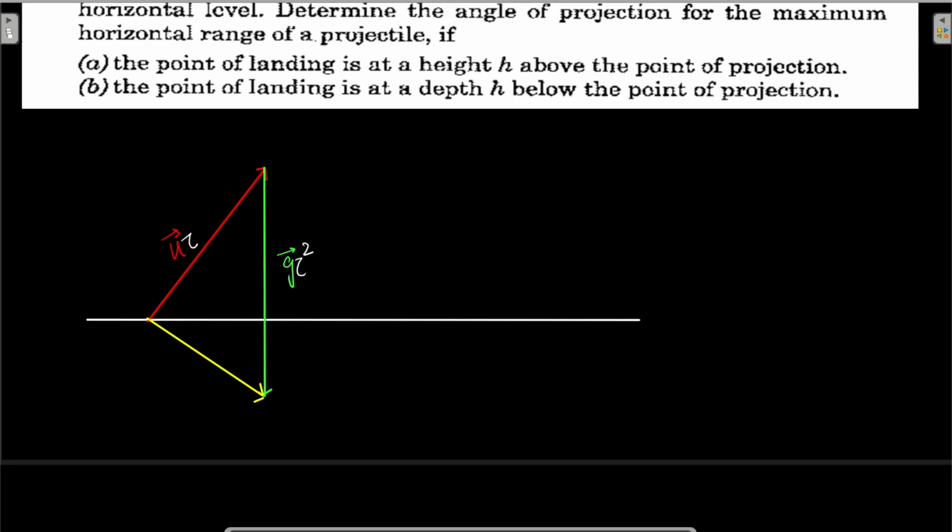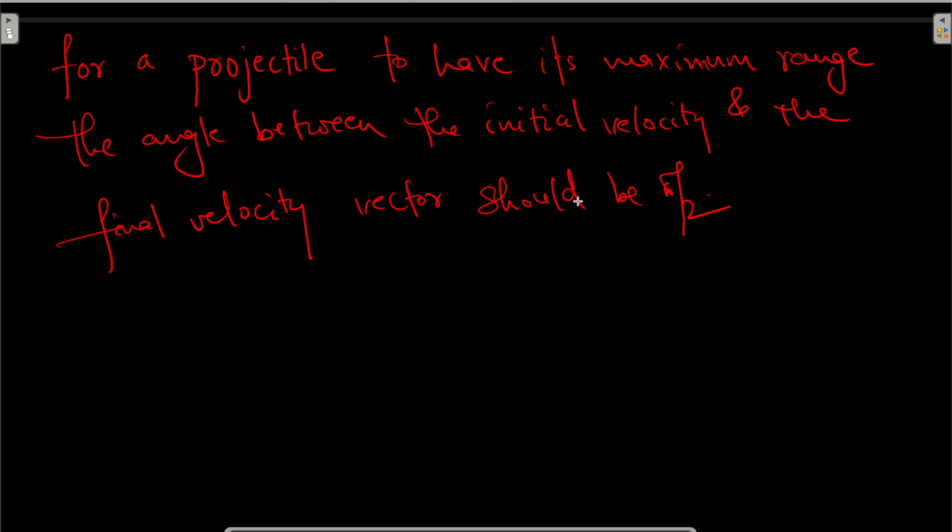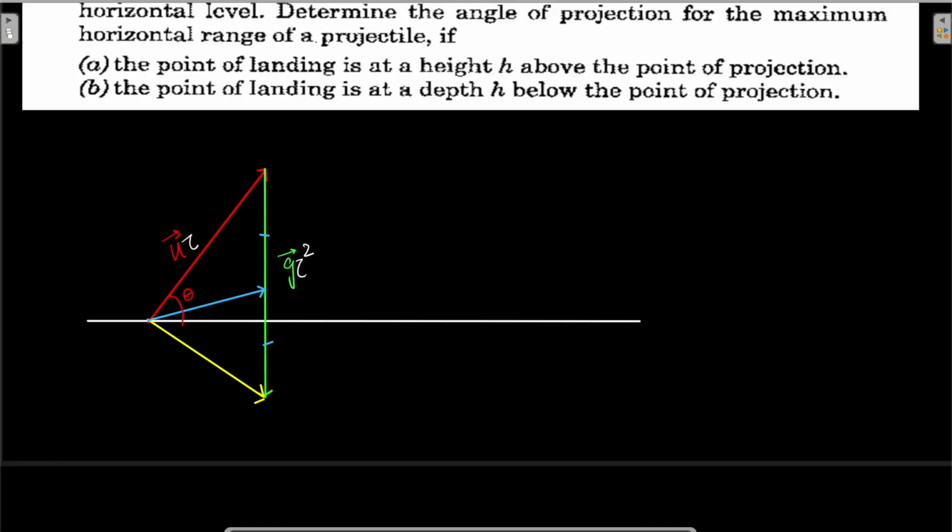Now the midpoint will be the point of displacement, which should be at a height h from this white line. So this should be around here, which will bisect these two parts in half, g tau square. Now this was the angle of launch, angle of projection. It was theta. We can recall that for maximum range of a projectile, the angle between initial and final velocity vector should be pi by 2. We'll follow the same theory here.